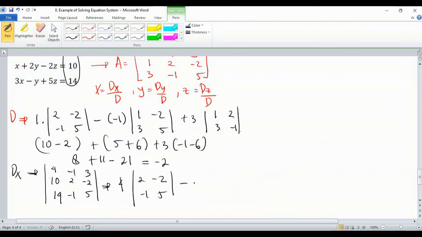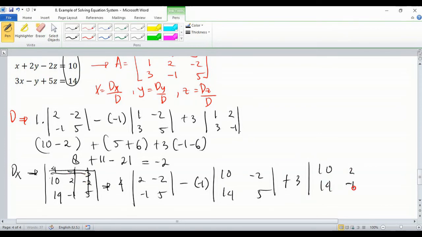Okay, let me continue. Minus 1 with the matrix 10, minus 2, 14, 5. Okay, right in here. And then the last is 3 with 10, 2, 14, minus 1. So from here, you can continue to be 4, 10 minus 2, 10 minus 2, positive 50 plus 28 plus 3 minus 10 minus 20x.